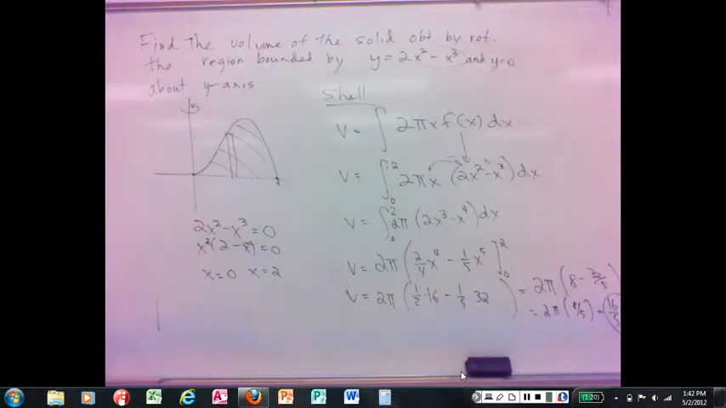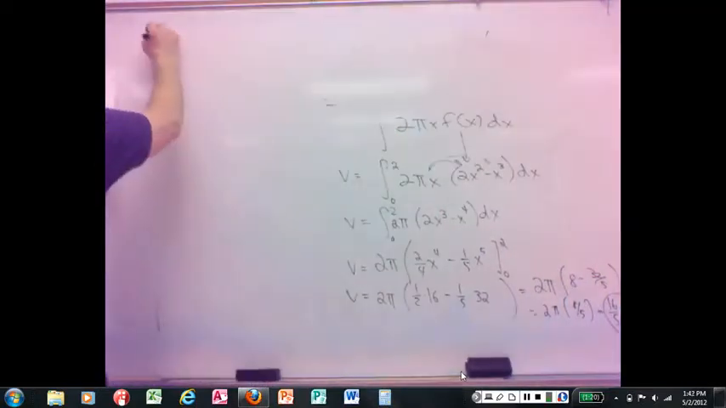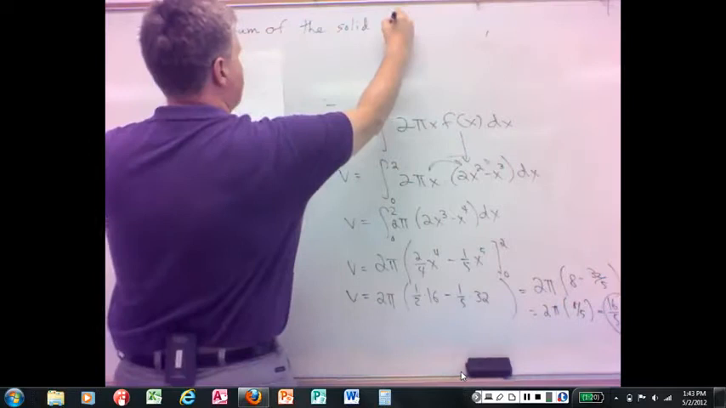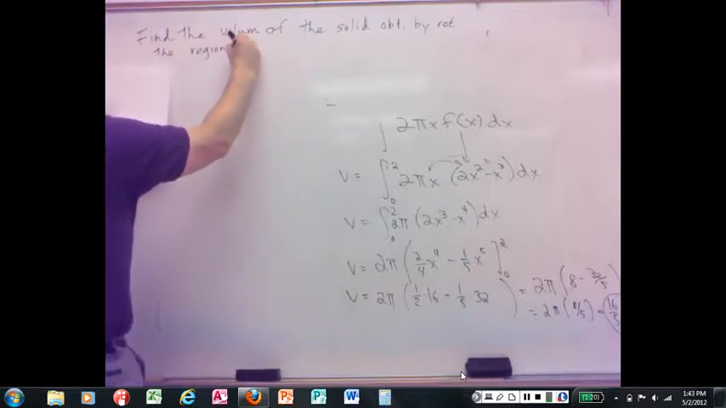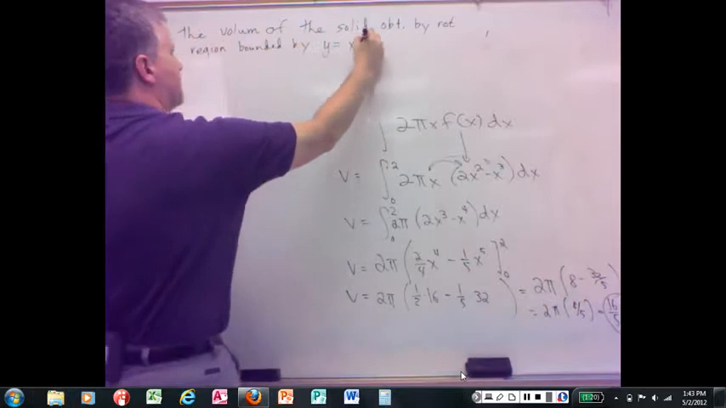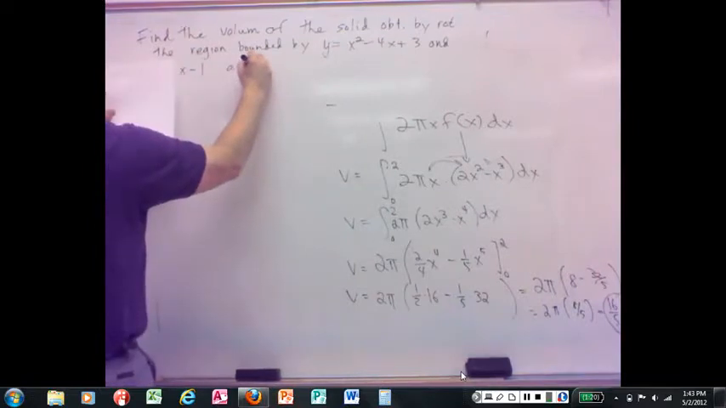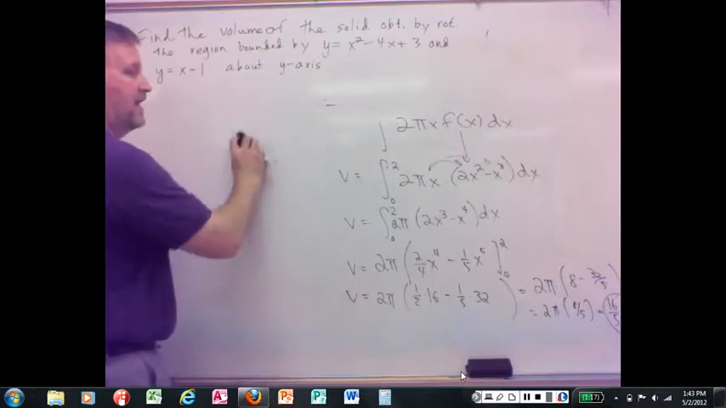What about this one? Find the volume of the solid obtained by rotating the region bounded by y equals x squared minus 4x plus 3 and y equals x minus 1 about the y-axis.